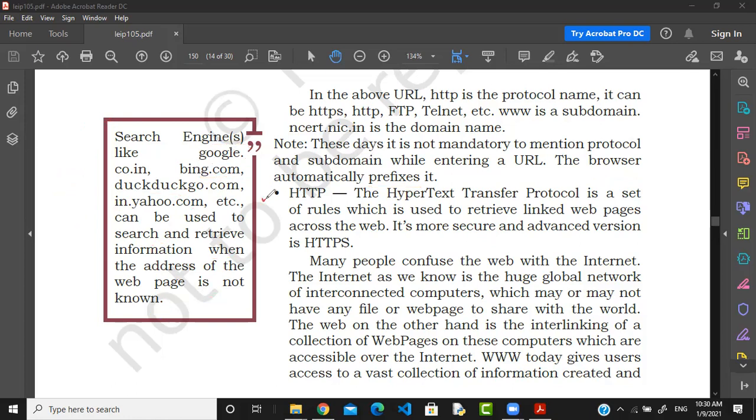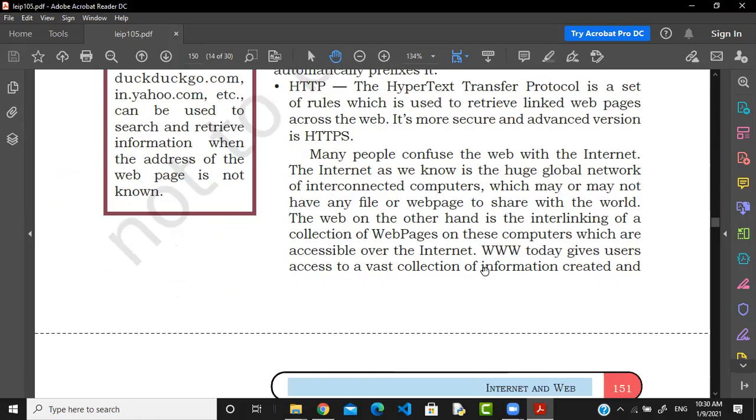Okay, now come here. What is HTTP? I already told you. This is the set of rules or protocols which tell how information can travel from one computer to another computer, how information is retrieved from the web address, and it is more secure if we use HTTPS. Okay, many people confuse HTTP and HTTPS.